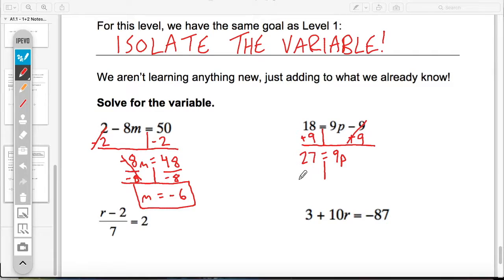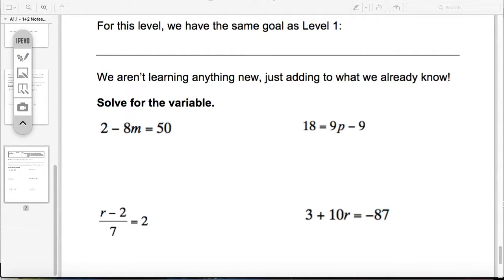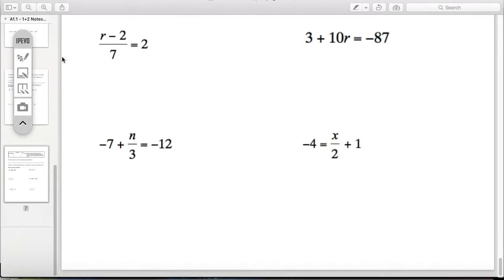So I have a one-step problem now. Make my t. Want to divide by 9 on both sides. So 9 divided by 9 is 1. 27 divided by 9 is 3. So I have 3 equals my p. Okay, moving on. Alright, 4 more.